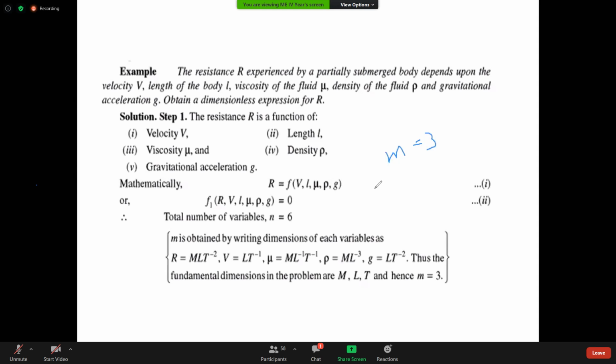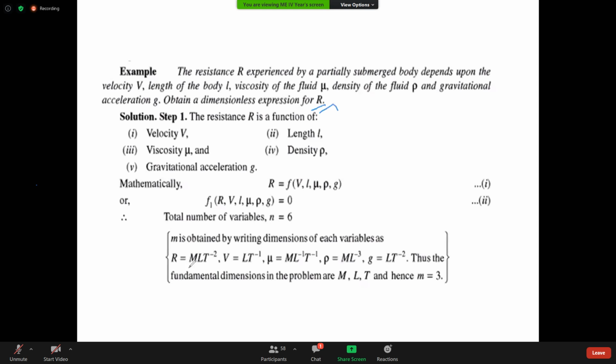Right? So how will you calculate the number of phi theorems? n minus m. n minus m is equal to how many? 3. So what are those phi theorems? Phi 1, phi 2, and phi 3. So these 3 phi terms we need to calculate. That means I need to find out the resistance here.